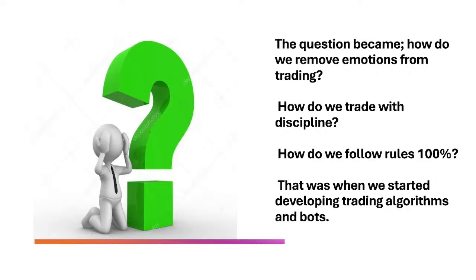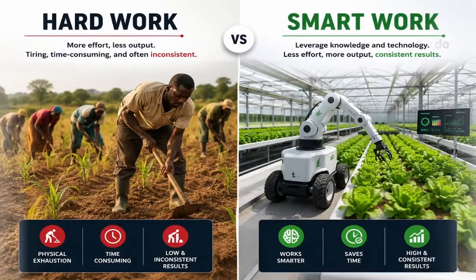How do we trade with discipline? I know I can't follow rules. How do we follow the rules 100%? And this is what led us to developing trading algorithms and trading bots. Because trading bots, forget it, they follow the rules to the letter.